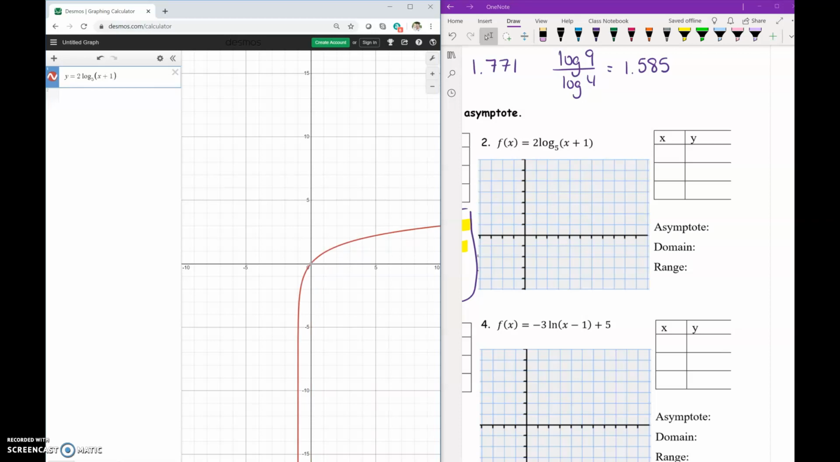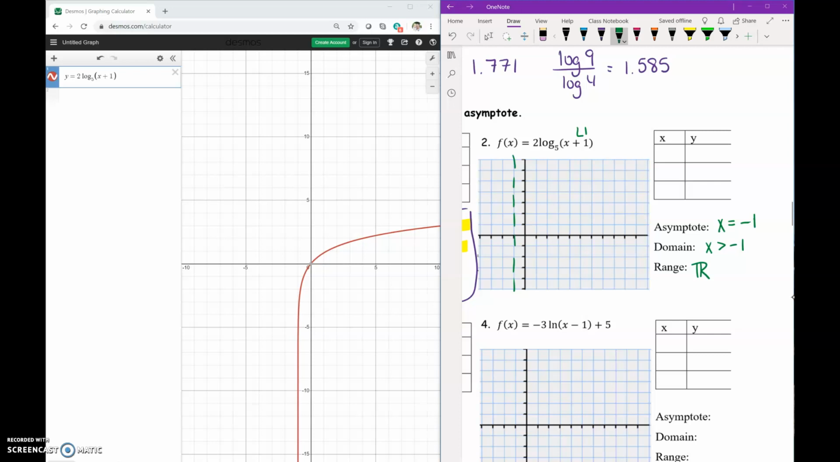Now it graphed it for me, but remember, you don't need the graph to get the asymptote, the domain, and the range. The range, you know right now, is all real numbers. This thing, the plus 1, means left 1, so our asymptote is going to be at -1, and you can go ahead and draw that in on your graph. This graph is on the right side of that asymptote, so x is greater than -1.